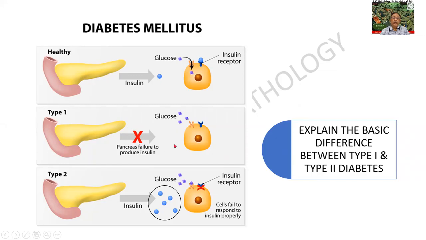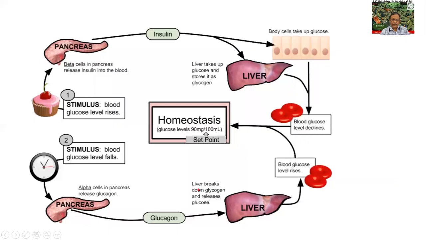The glucose gets accumulated. In type 2, on the contrary, insulin is produced in adequate amounts, but there is a failure in the receptor. So once there is no attachment to the receptor, there is no further signaling or metabolism. That is the basic difference between type 1 and type 2 diabetes. No insulin, adequate insulin. Receptor is present, receptor is absent. This is the homeostasis of the glucose metabolism.